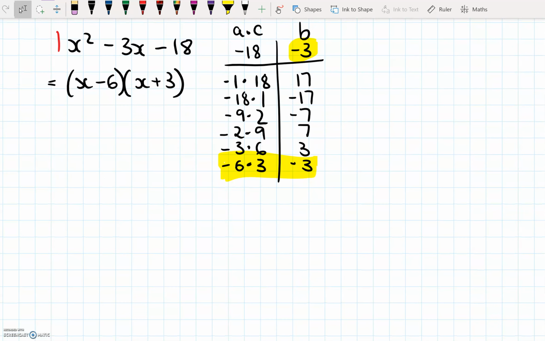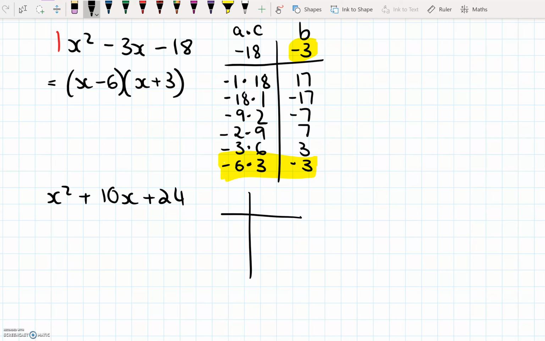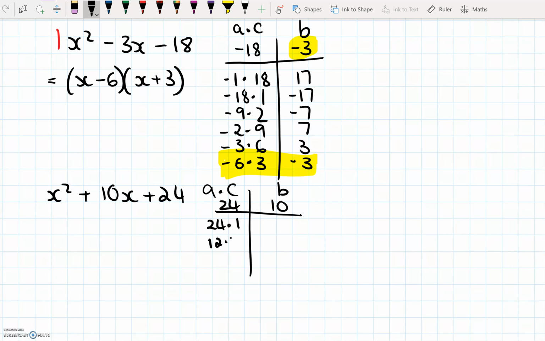Okay, so let's do another one. I'll do an easy one. X squared plus 10x plus 24. Okay. A times c is 24 and b is 10. Okay, multiplies to give 24. 24 and 1. I'm only going to do positives because we know it's positive here. 12 by 2, 8 by 3, 6 by 4.